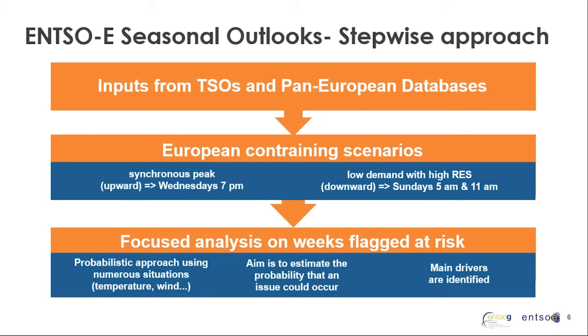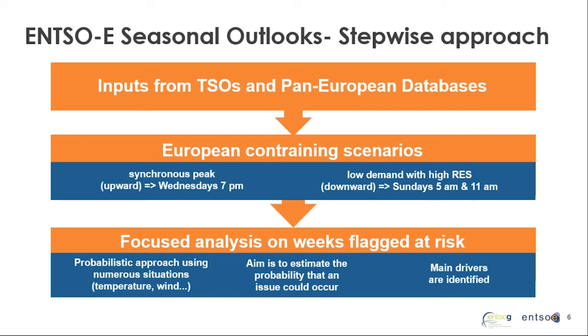And you have also the downward regulation, which is the opposite. It's when there is very low demand and very high renewable infeed, especially wind. So it's generally a Sunday, typically Sunday 5 a.m. In the early morning, you have no sun in winter, and you have high wind but very, very low demand. And Sunday at 11, because here you can have quite high sun but still quite low demand. So these are two points in time that are different and that are assessed in the report.